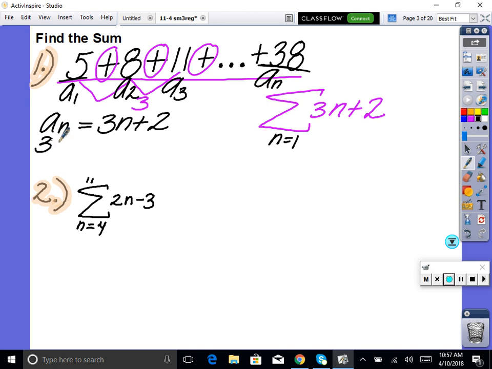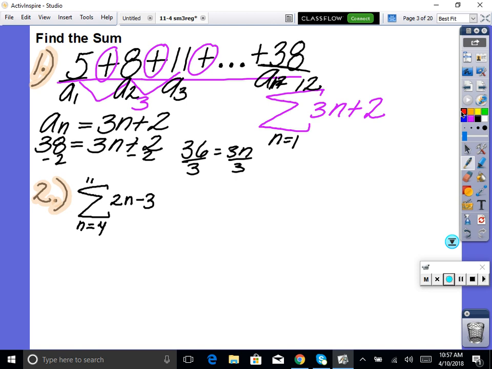A sub n is 38. 38 equals 3n plus 2, we don't know n. Solve for n. Subtract 2. So then we would get 36 equals 3n. Divide by 3. Oh, it's 12. Does everybody see? So if this is a sub 12, that means we're summing up 1 through 12 terms.